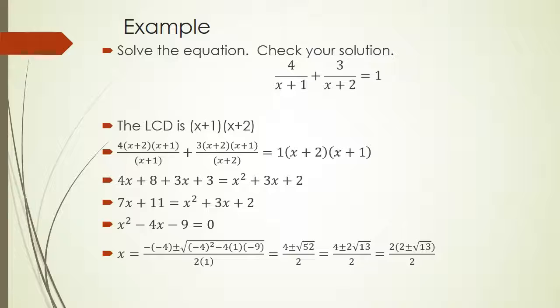And here I used the quadratic formula. And notice that I made sure to simplify my square root. Had the square root of 52, which becomes 2 square root of 13. You can then factor out a 2 and cancel, and your answer is 2 plus or minus the square root of 13.